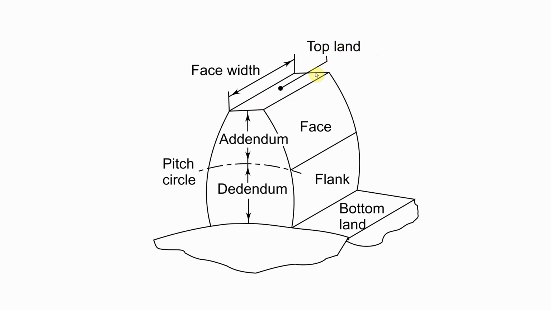This top land is the top surface of the tooth and it is the outermost surface of the entire spur gear. Now the next thing is bottom land, and you can observe the bottom land here, and this surface of the tooth is called face and the bottom surface is called flank. The width of the tooth measured axially is called face width.